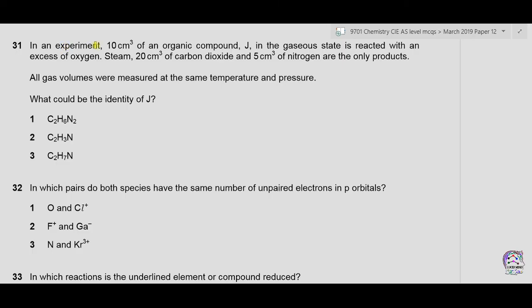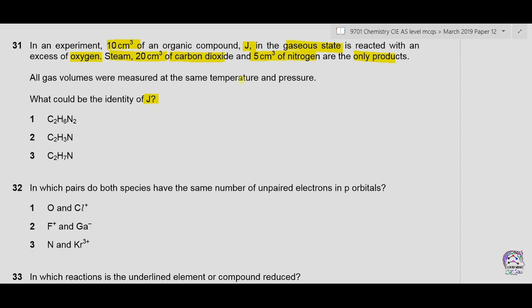Question 31. In an experiment, 10 cm³ of an organic compound J in the gaseous state is reacted with an excess of oxygen. Steam, 20 cm³ of carbon dioxide and 5 cm³ of nitrogen are the only products. All gas volumes were measured at the same temperature and pressure. What could be the identity of J?